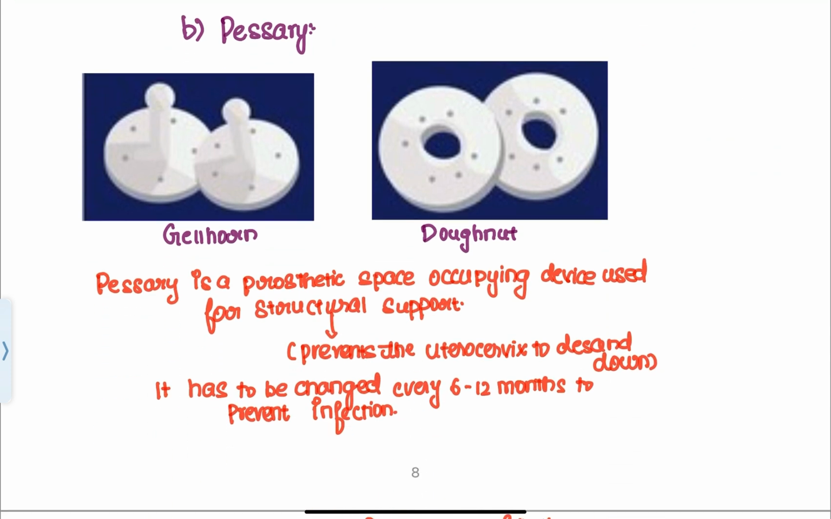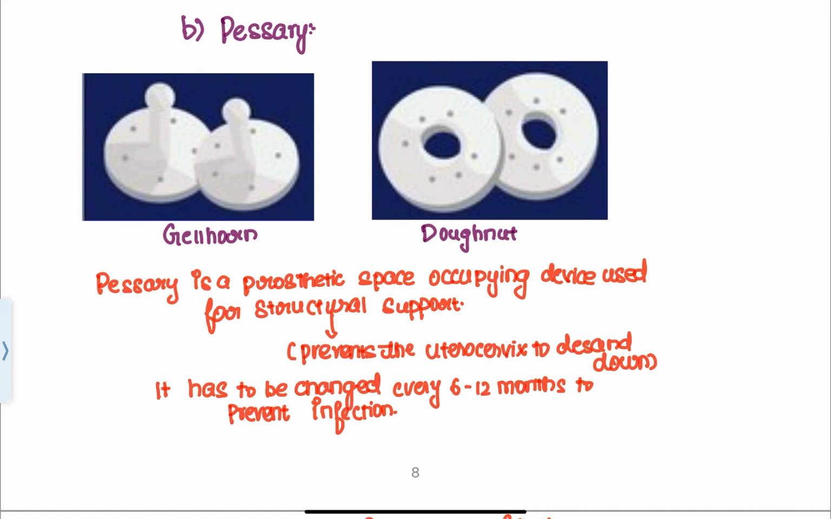which is called pessary. What is pessary? So pessary is basically a space occupying prosthetic device. It is a prosthesis, right? It is a prosthetic space occupying device which is basically used for structural support. So the use of this pessary is not like your intrauterine contraceptive device. It is not going to release anything, but it is only used for structural support.